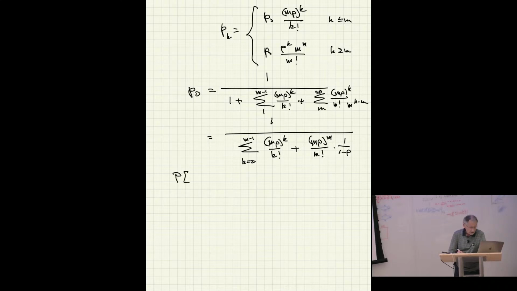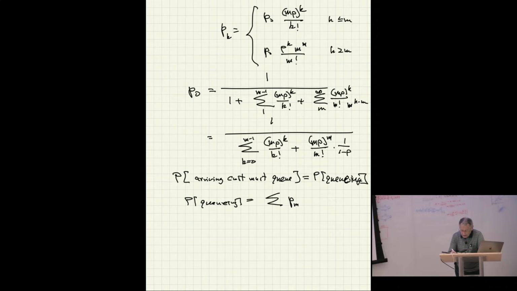Let's ask for the probability that an arriving customer must join the queue. Suppose when you pick it up, you don't get a line, you wait. That's basically the probability of queuing. And so the probability of queuing, from what we just studied, is simply the sum over all numbers in the system of finding m or more. You're going to let k go from m to infinity. That's the probability at least m are busy when you come in.